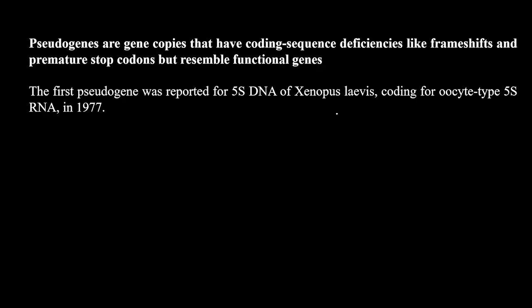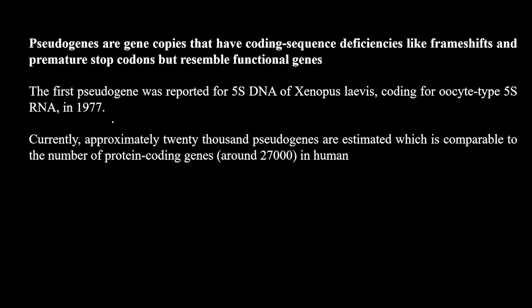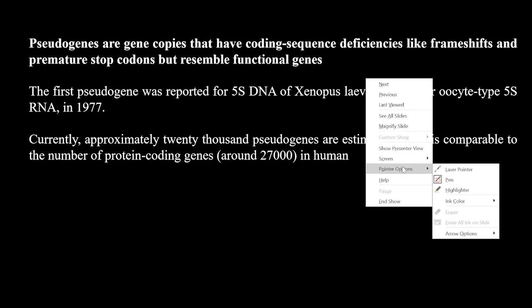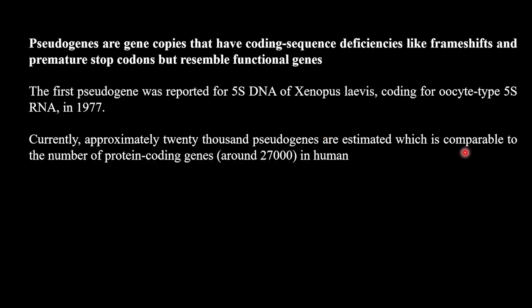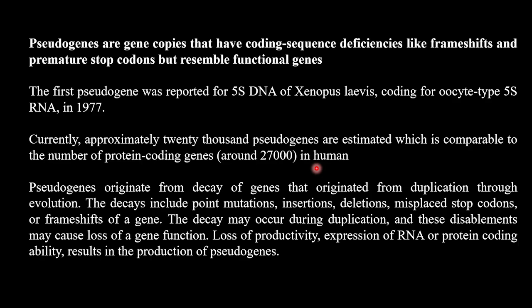Xenopus is an amphibian. It looks like a toad. Coding for the oocyte type 5S RNA in 1977. So currently approximately 20,000 pseudogenes are estimated, which is comparable to the number of protein coding genes in humans. Like I said before, pseudogenes originate from the decay of genes that originated from duplication through evolution.